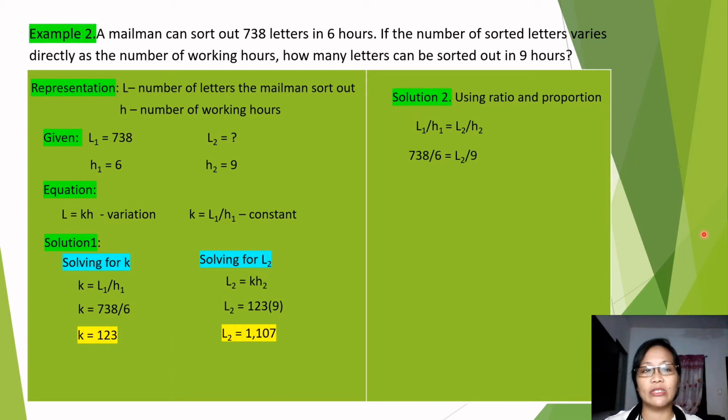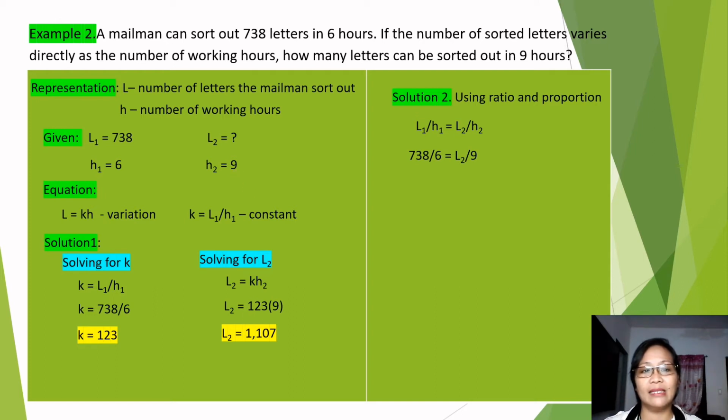So for our equation, we have L sub 1 all over H sub 1 is equal to L sub 2 over H sub 2. Then substitute the given. For L sub 1, we have 738 all over H sub 1, which is 6, is equal to L sub 2, which is our unknown, divided by H sub 2, which is 9.